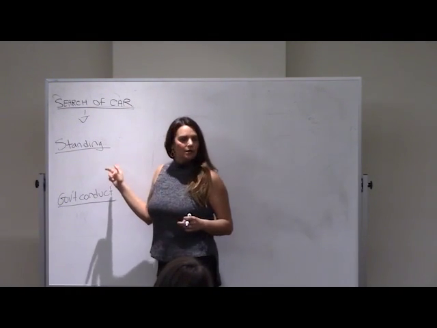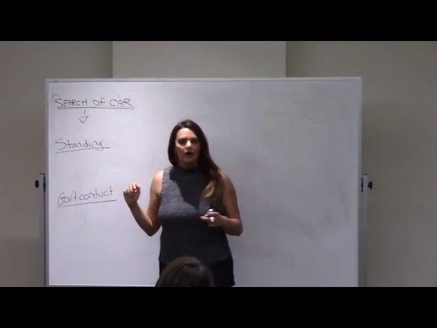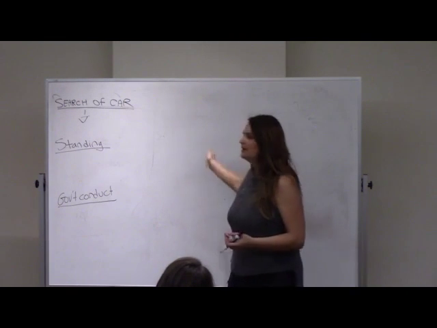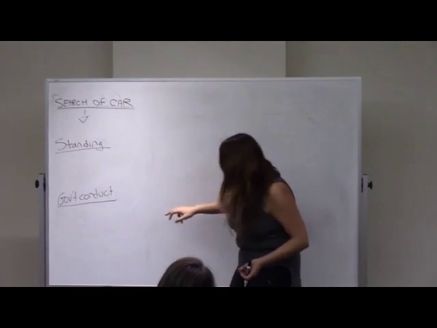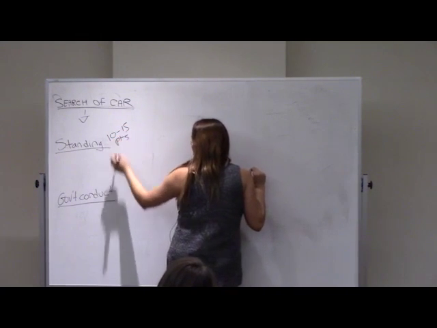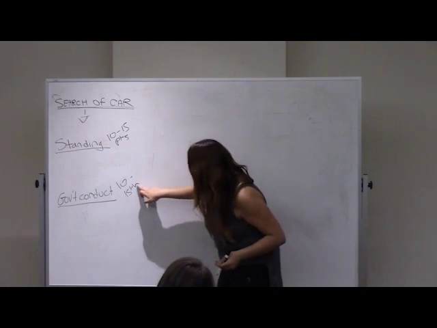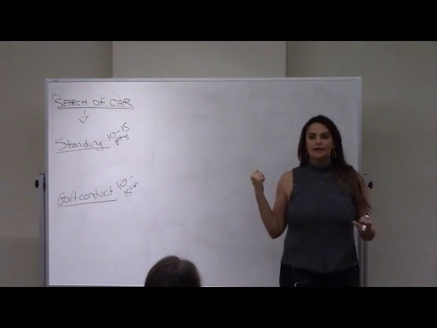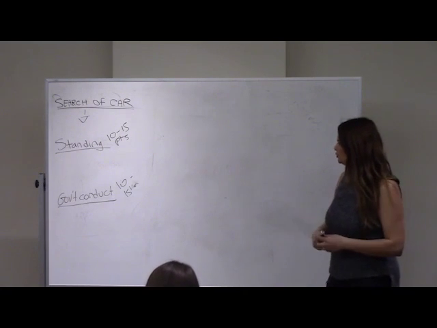Make sure that you are not conclusory here. Don't just say they had standing because they were in the car. Elaborate a little bit. Don't go into a whole three-paragraph analysis, but elaborate a little bit, okay? Each one of these issues is about 10 to 15 points. These are your foundational requirements. You cannot bring a Fourth Amendment challenge if you do not establish standing and government conduct. So please make sure that you hit both of them.